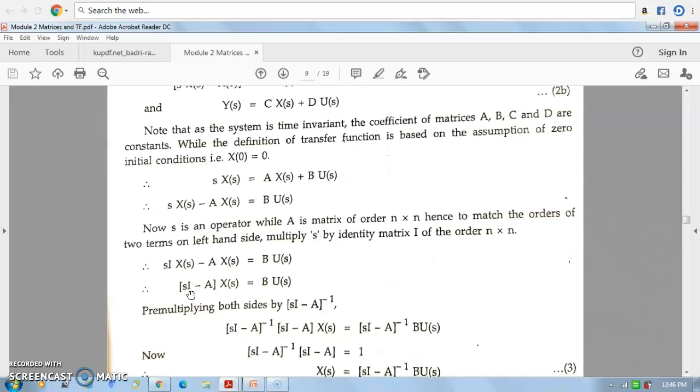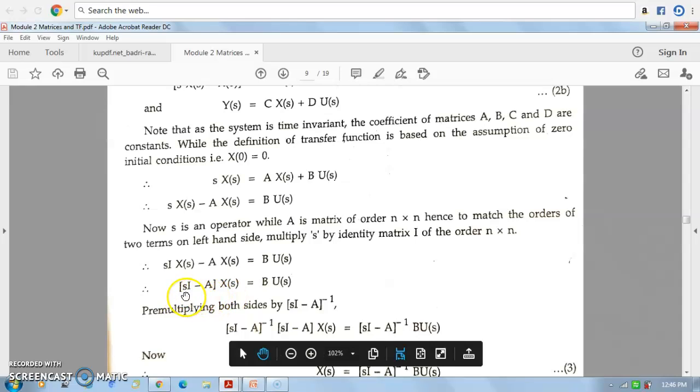So that there is no difference. Okay, multiplying by the identity matrix makes no difference. So I have to make it a matrix: s becomes a matrix, the sI matrix. So that matrix minus matrix is possible. To convert to two matrices, we multiply the s operator by the identity matrix.